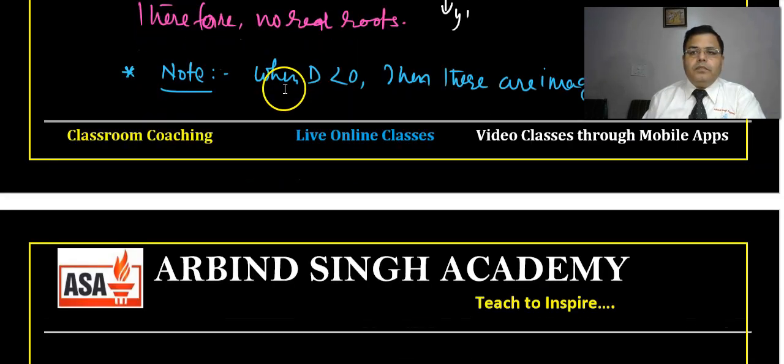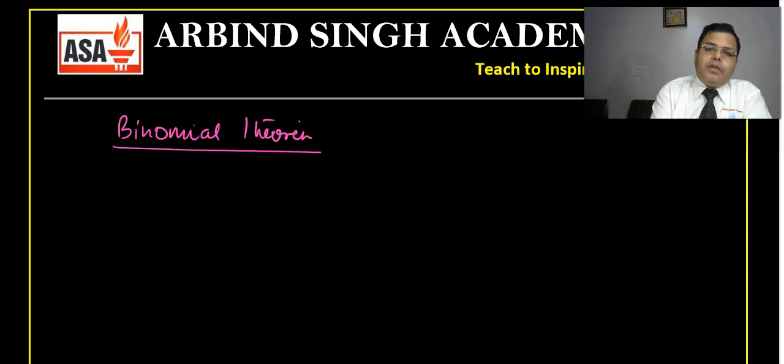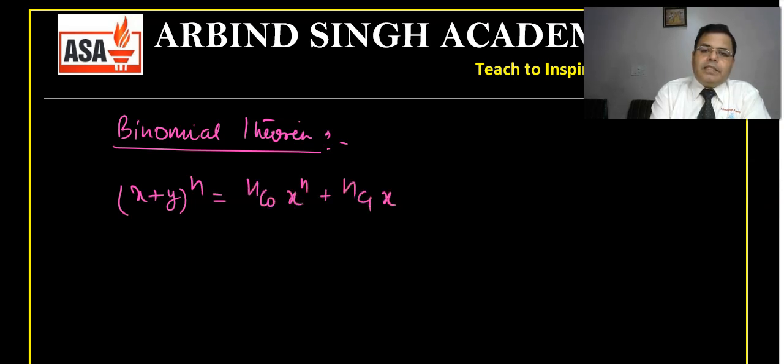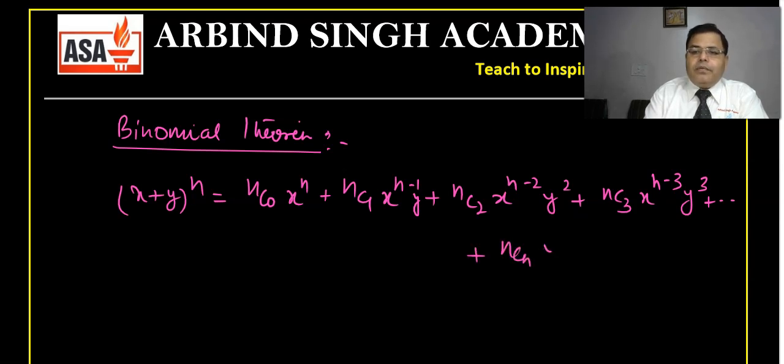Okay, so one more thing you need to know is the binomial theorem. The application of the binomial theorem of algebra is very useful, so you have to learn this. In fact, the binomial theorem is given for two variables: (x + y)^n = nC0 x^n + nC1 x^(n-1) y + nC2 x^(n-2) y^2 + nC3 x^(n-3) y^3, and similarly up to nCn y^n.